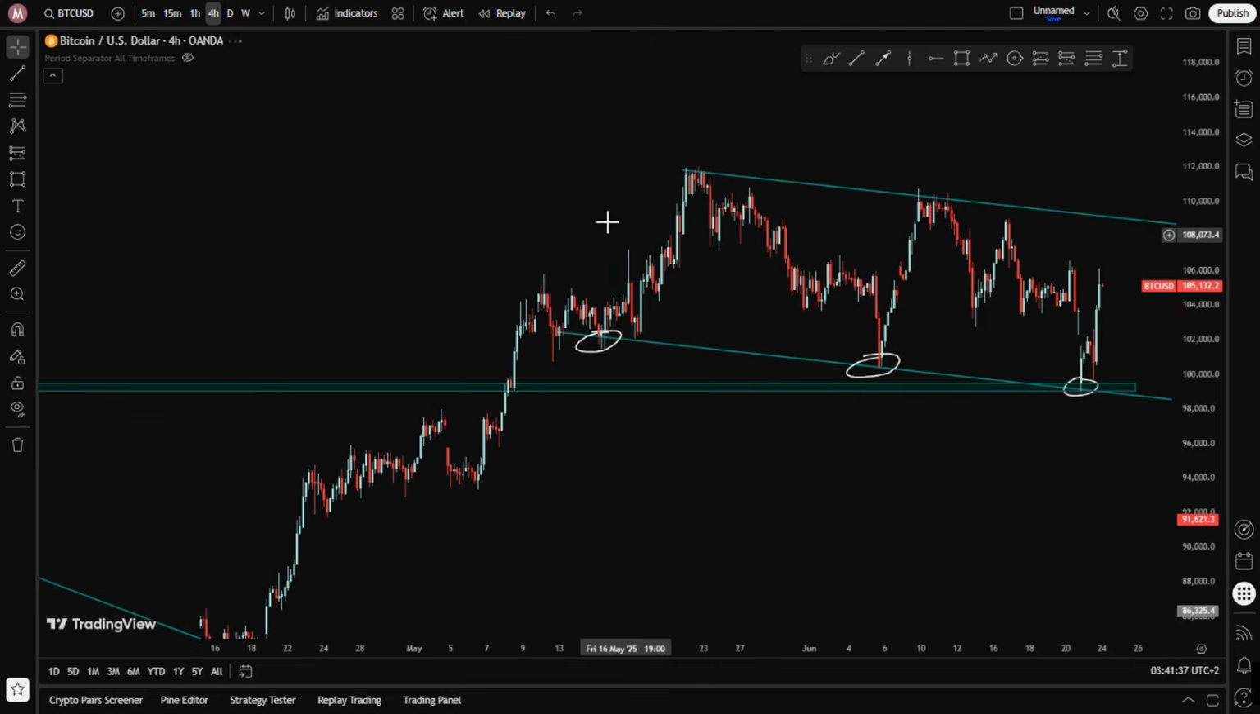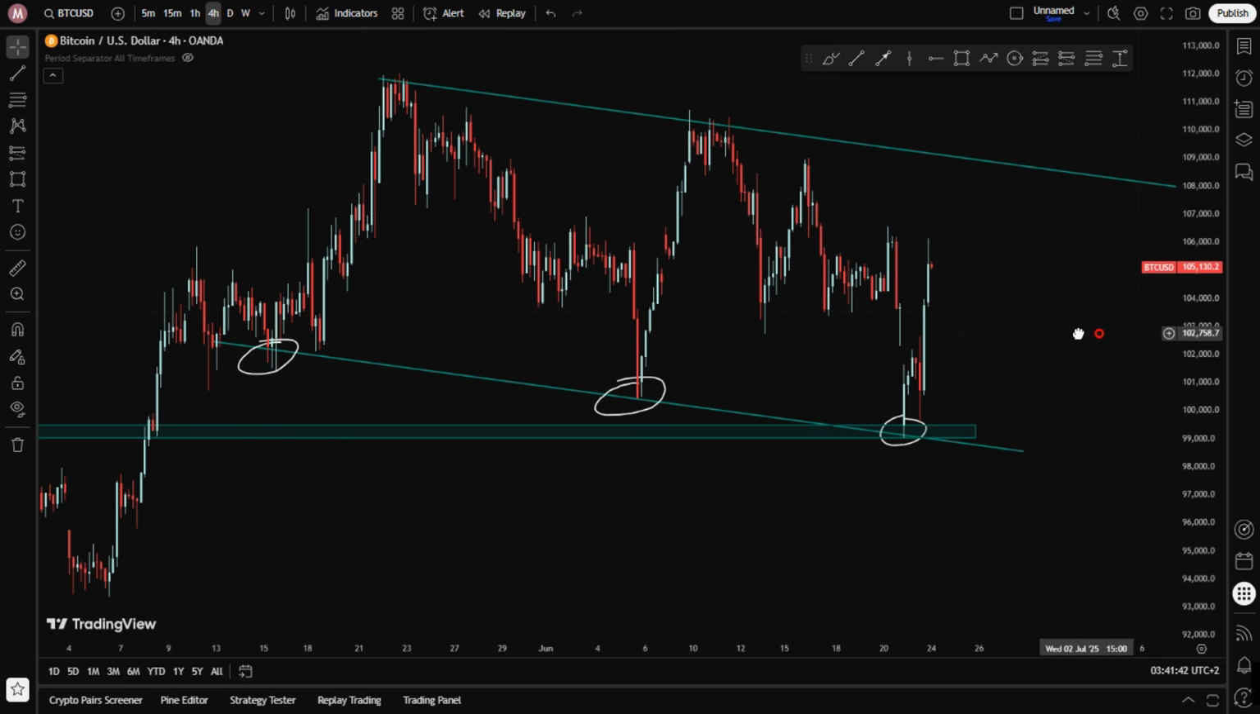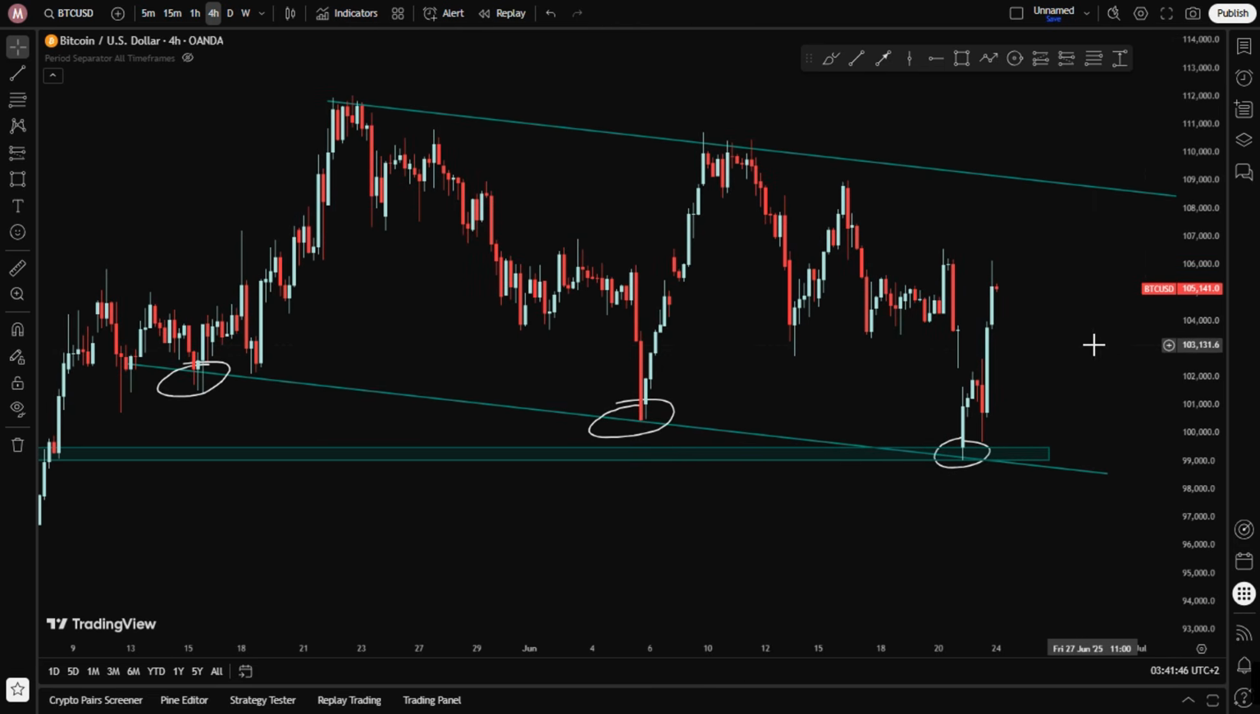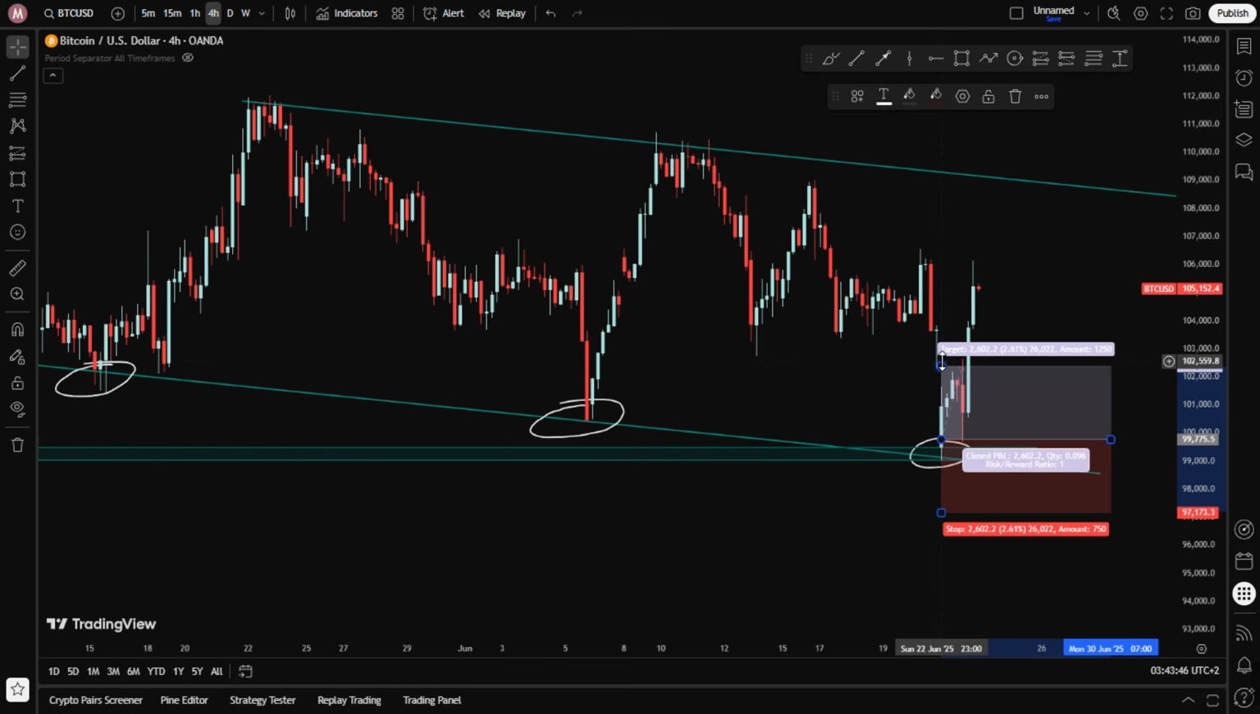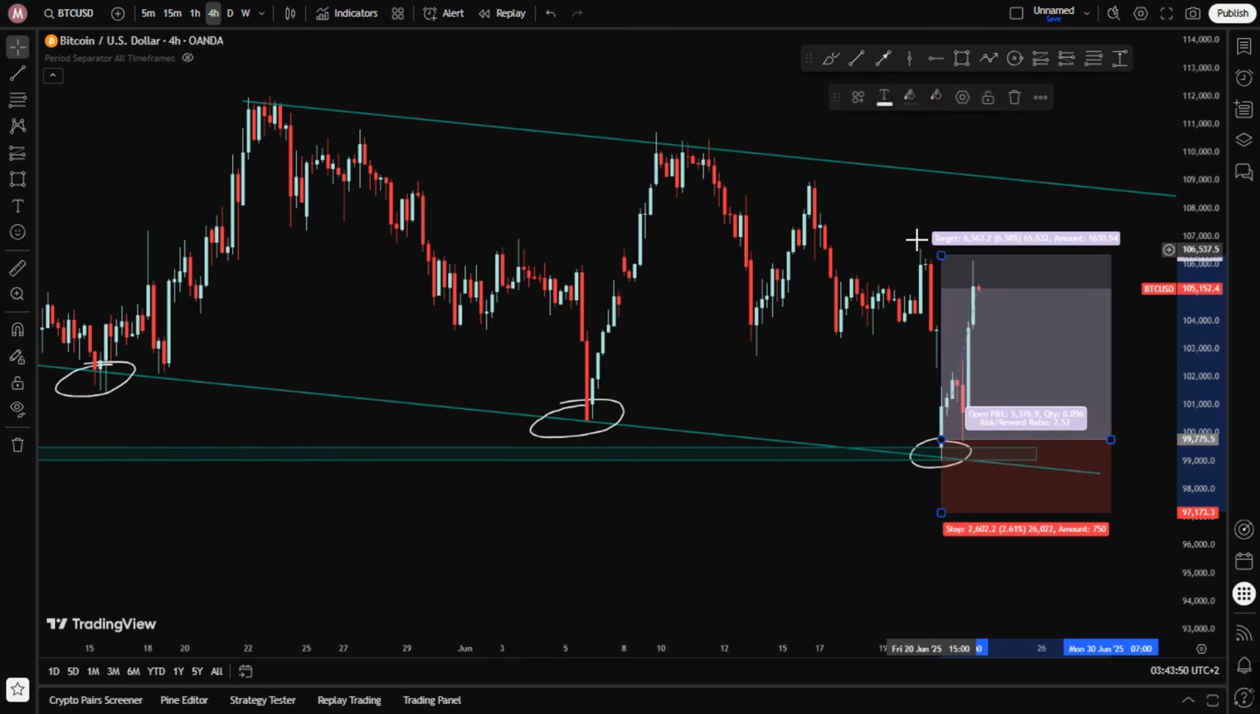Now let's scale down to the 4-hour chart to see things more closely. Here's what we have. We can now start planning 2 potential entries. The first entry, our risk entry, would be taken on the 1-hour chart.